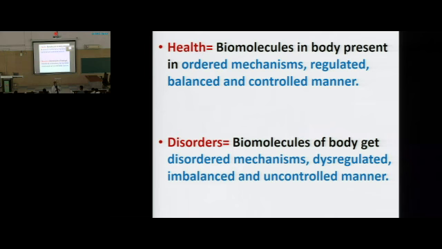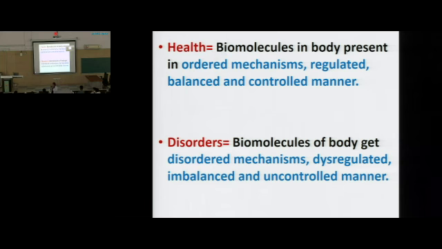Now you have to remember, what is a disorder due to biomolecules termed as? Anyone? What are these disorders, where biomolecules are disorganized, dysregulated, imbalanced, uncontrolled? Name that disorder. What is the term used for this disorder?